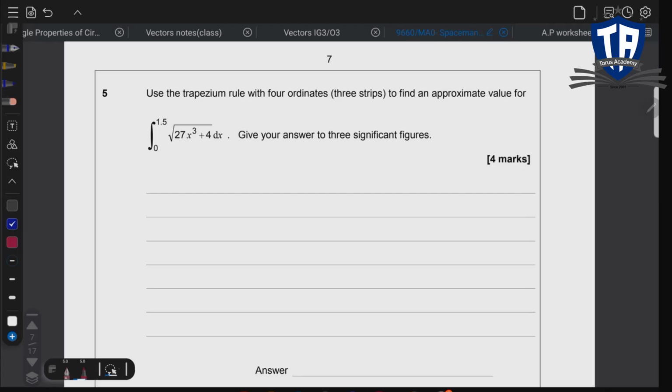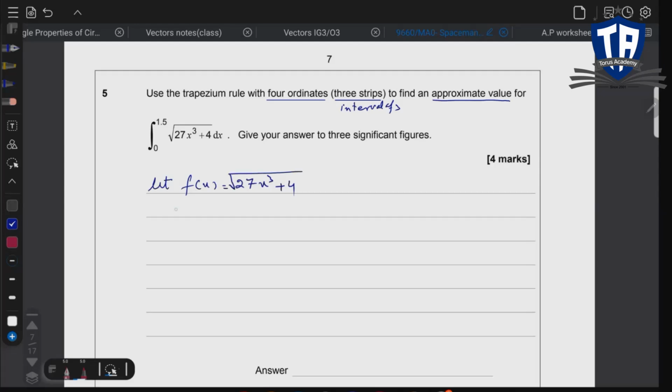4 ordinates means that we'll take the 4 values of y, and 3 strips mean 3 intervals, to find an approximate value for this integral. The first thing is we suppose that the function is equal to the square root of 27x cube plus 4. Let's write the formula of the trapezium rule.